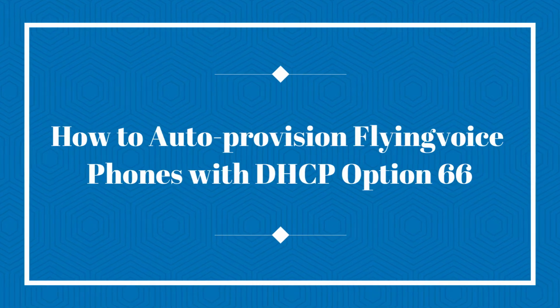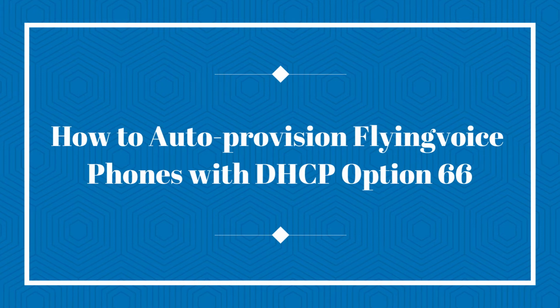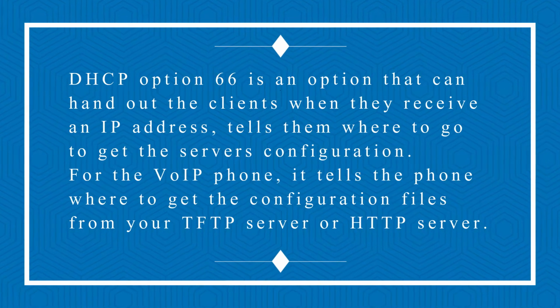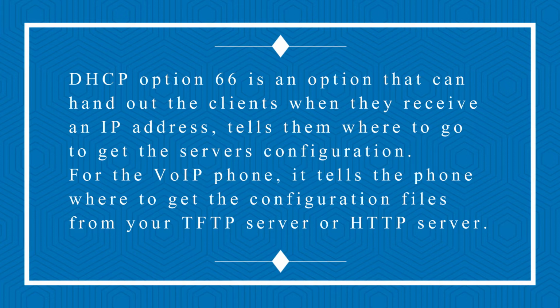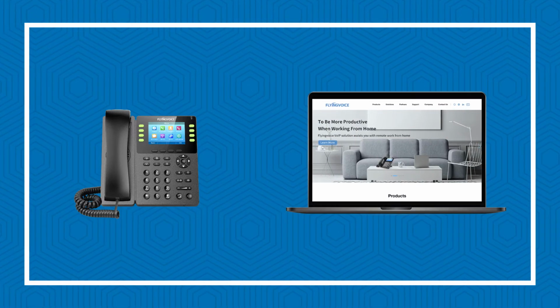Hello everyone, today we will demonstrate provisioning the Flyingvoice phone with DHCP Option 66. DHCP Option 66 is an option that DHCP can hand out to clients when they receive an IP address, to tell them where to go to get the server's configuration. For the VoIP phone, it tells the phone where to get the configuration files from your TFTP server or HTTP server. We will use two devices for the demonstration, the Flyingvoice FIP14G phone and a computer with DHCP server and HTTP server.